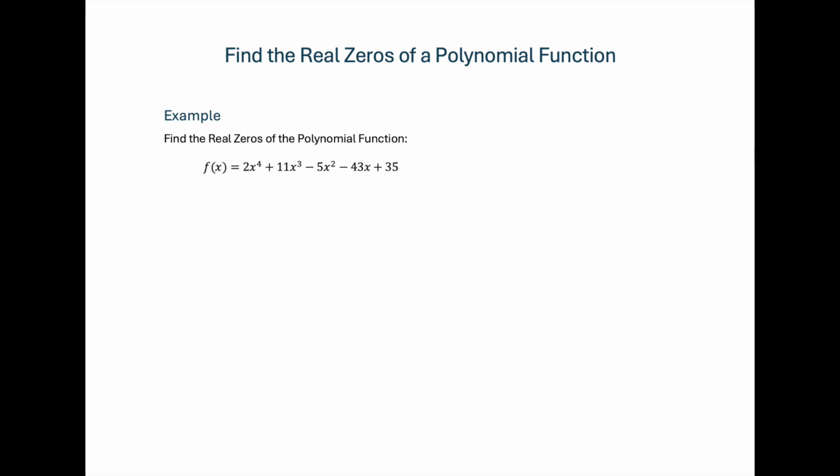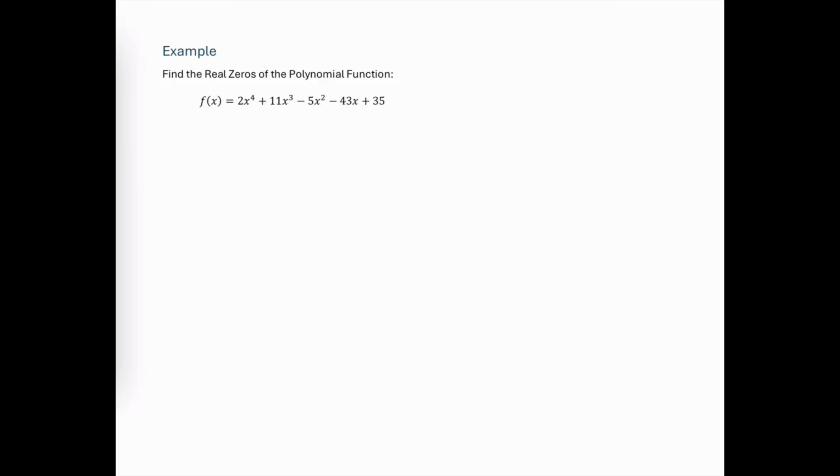In this example, we're asked to find the real zeros of a polynomial function, and the function that we're given does not factor using our traditional methods. So the first thing that we're going to want to do is find the list of potential rational zeros, which is also sometimes called the P over Q list. Remember, P is the constant and Q is the leading coefficient.